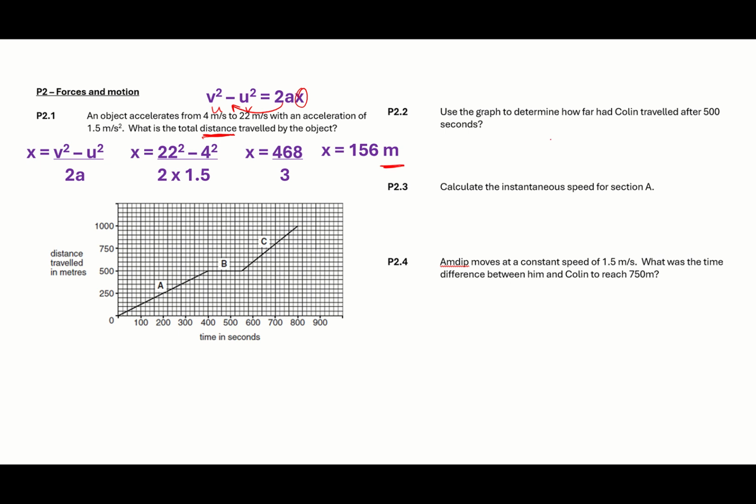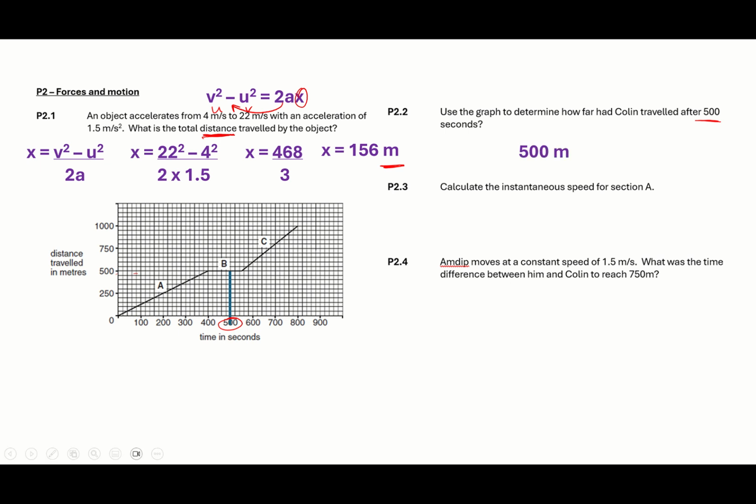Use the graph to determine how far Colin had travelled after 500 seconds. So here's the seconds, there's the 500. Read up. We can then read across and we can see that's 500. And I'll just delete all of that. So he went 500 meters.